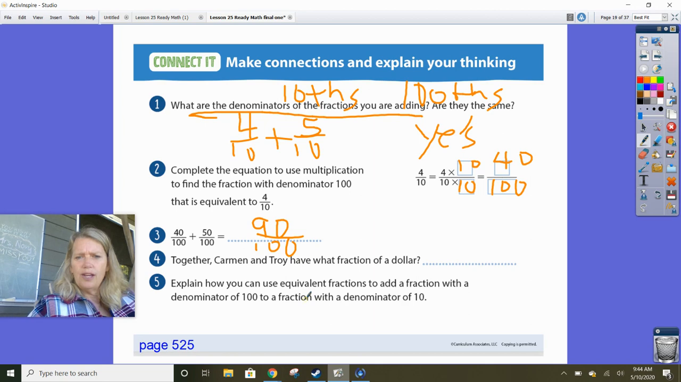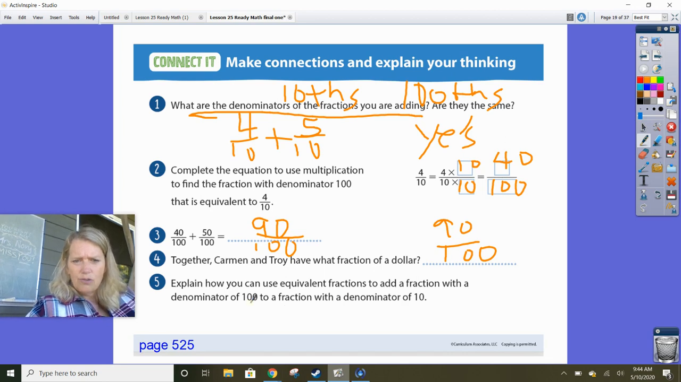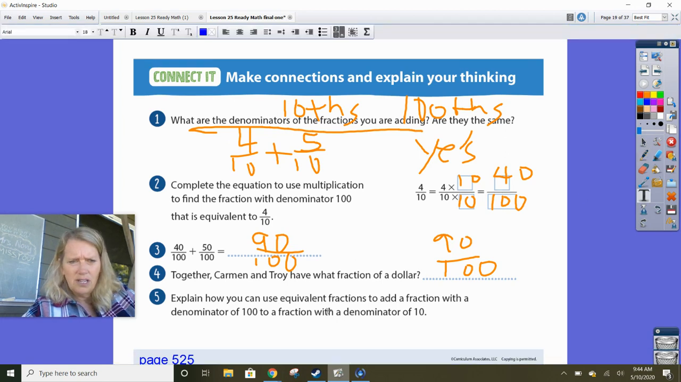Together, Carmen and Troy have what fraction of a dollar? 90/100ths. How can you explain how you can use equivalent fractions to add a fraction with a denominator of 100 to a fraction with a denominator of 10? So they're just explaining what we just did. So here's our explanation right here. How can you use equivalent fractions? You change the tenths to hundredths, right? How do you do that?